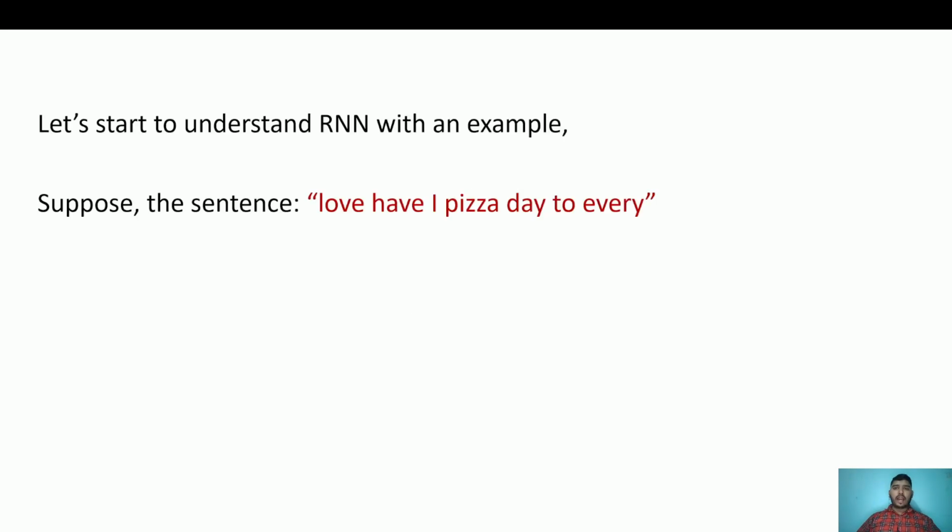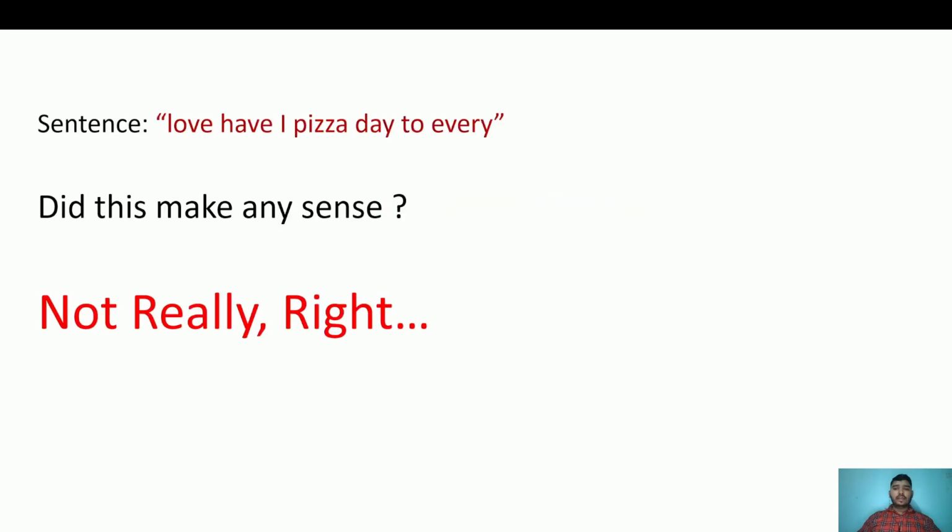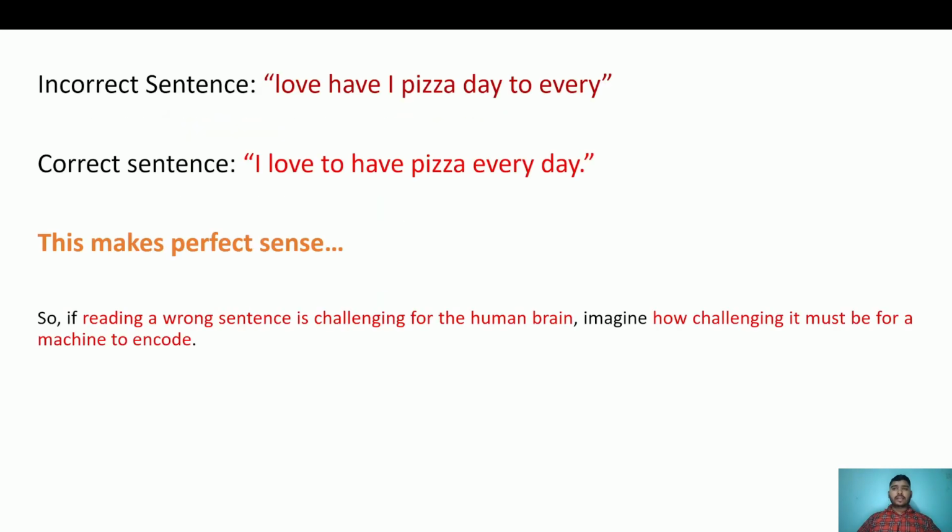Let's start to understand RNN with an example. Suppose the sentence is "Love have I pizza day to every." Did this make any sense? Not really, right? The incorrect sentence is "Love have I pizza day to every," and the correct sentence is "I love to have pizza every day."